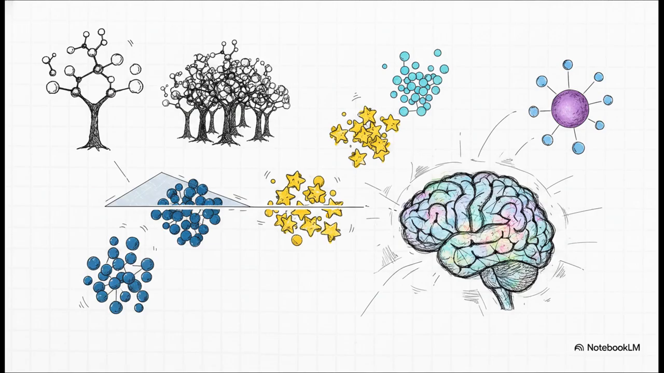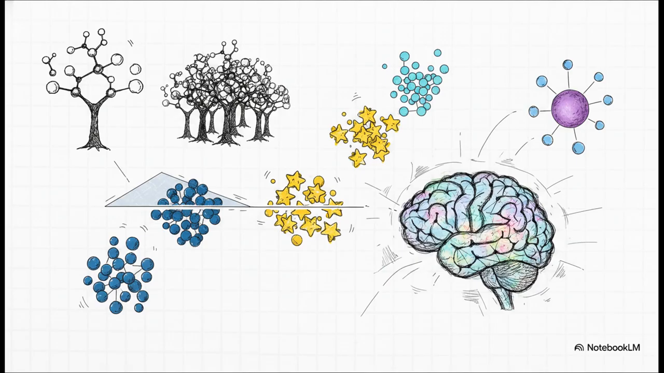For more complex problems, we rapidly scale up to some incredibly powerful algorithms. We might use decision trees, which make predictions through a sequence of questions, like asking, is the molecular weight greater than 300? If yes, go down one path. If no, go down another. We can even group hundreds of these trees together to create a random forest, which significantly boosts our accuracy.